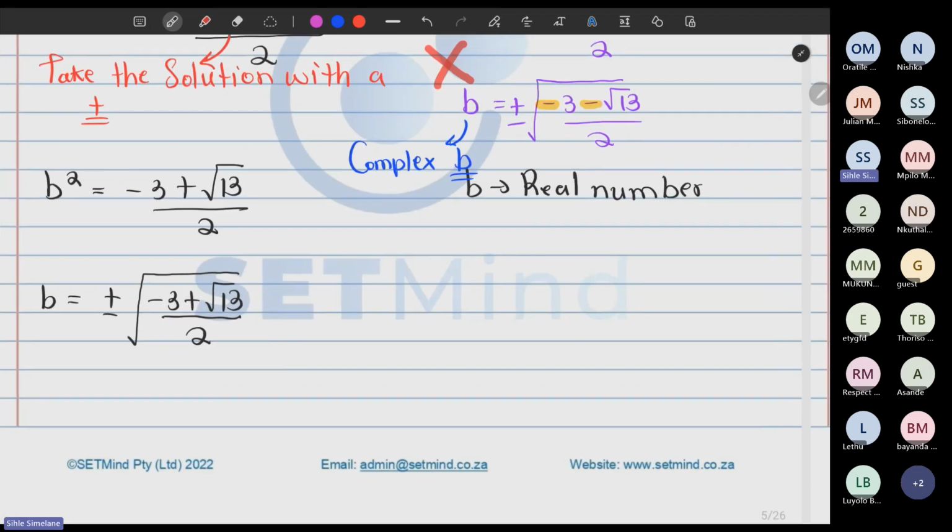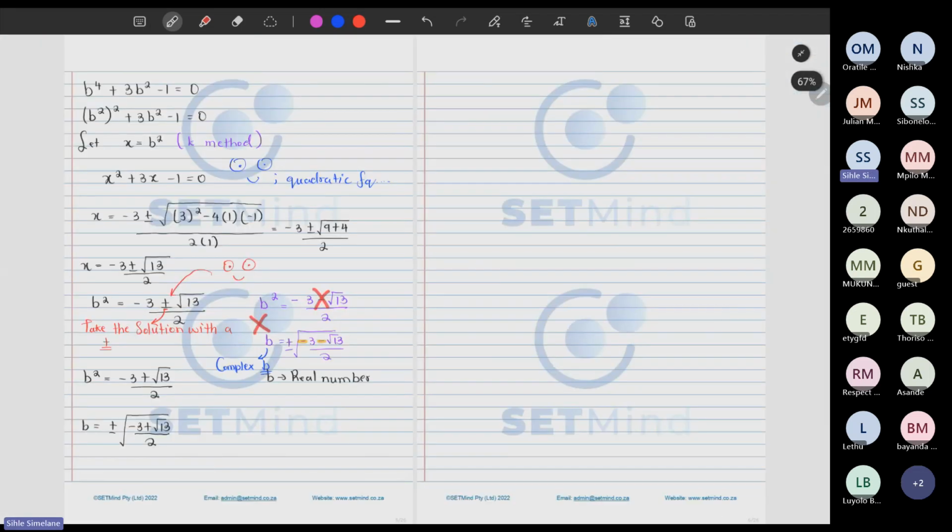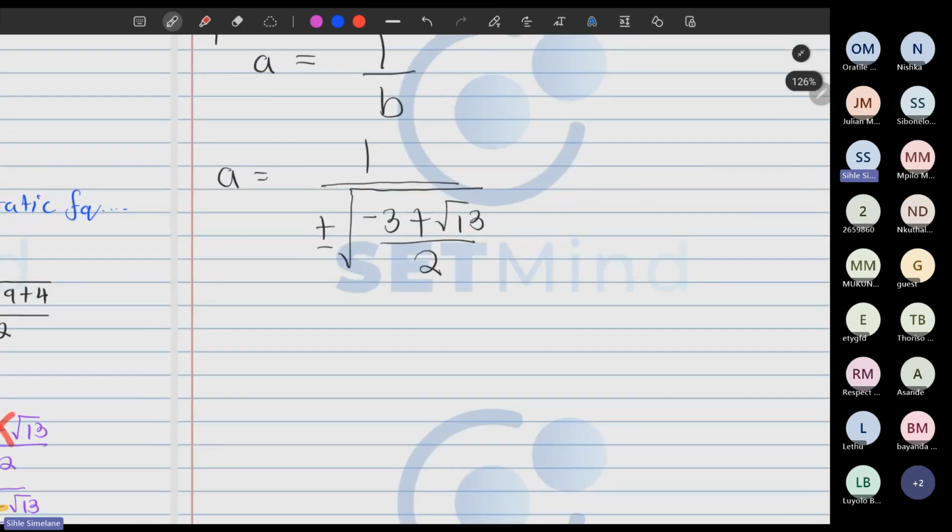Okay, good to go. Now we have our B, and we recall that on the previous page we did some work and found out that A is 1 over B. So since I have B now, I can easily find my A and wrap up my answer, which means my A is 1 over plus or minus the square root of negative 3 plus square root of 13 divided by 2. So now I'm going to try and rationalize this A here.